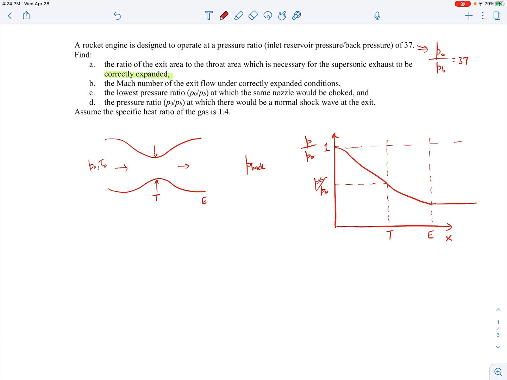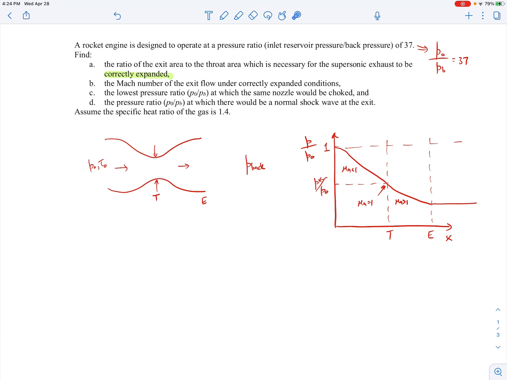What's happening here is the Mach number is subsonic in the converging section. It reaches sonic conditions at the throat, and then it goes supersonic in the diverging section. And when it's correctly expanded, it means that the exit pressure and the back pressure are exactly the same, and you have supersonic flow at the exit. Okay, so that's the case we're looking at here.